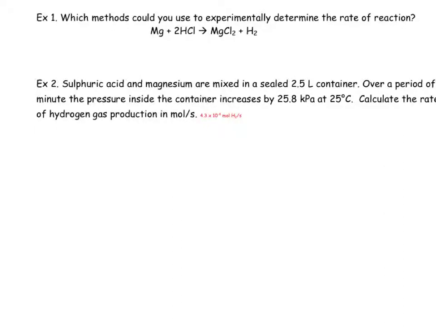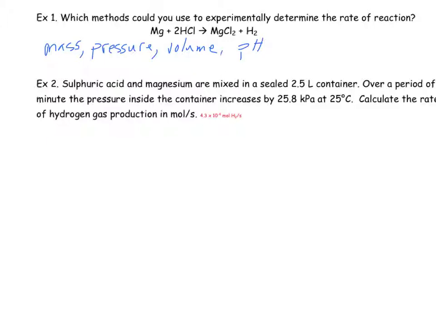Looking at the equation, you make hydrogen. That's a gas. Therefore, you can use the mass, pressure, or volume strategies, depending on if you have the equipment. Also looking at the equation, you have an acid on the left side, but no acid on the right side. That means you can track pH changes over time.